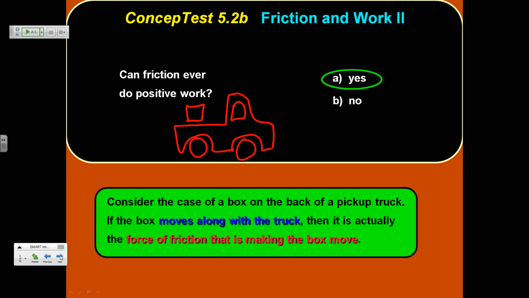All right, so if I have a box on the back of a truck, the displacement is in this direction, all right? But the frictional force is also in that direction. That frictional force is actually what keeps it on the back of the truck, because if it wasn't there, it would slide off the back due to its inertia. So that's one scenario where you can have positive work done by friction.